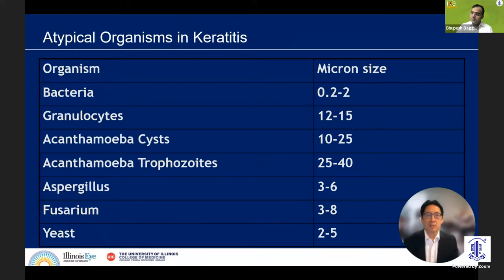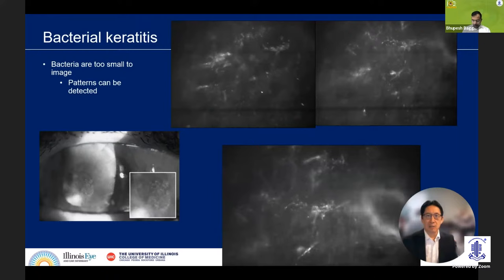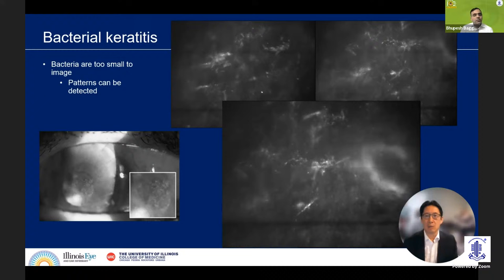In looking at size, these are the atypical organisms that are normally more difficult to diagnose: bacteria being too small for direct visualization, Acanthamoeba cysts, Fusarium, and yeast down below. Patterns of bacterial keratitis are detectable, however. You can see this is a patient with an infectious crystalline keratopathy where you can see extension from a surface lesion and a biofilm formation into the corneal stroma.